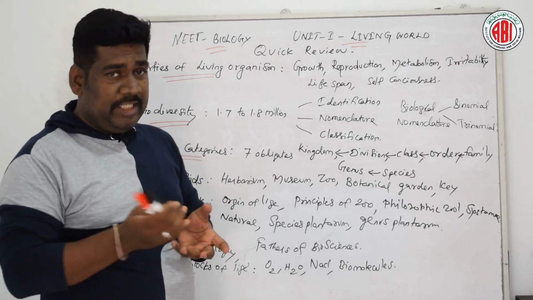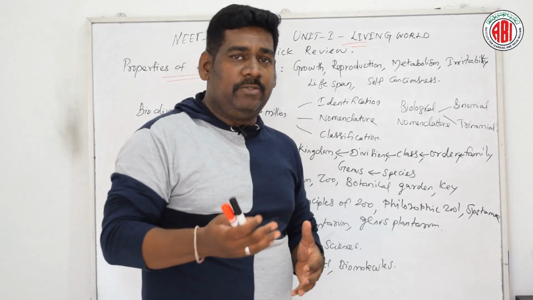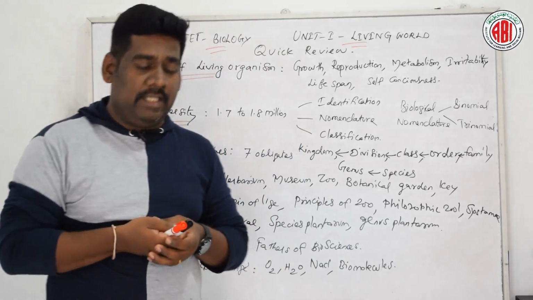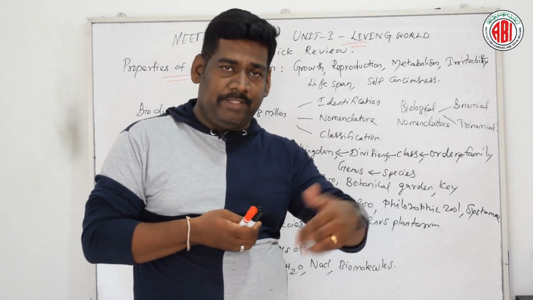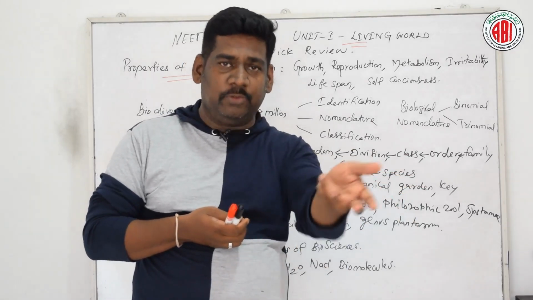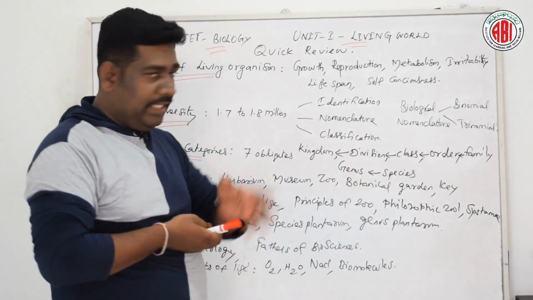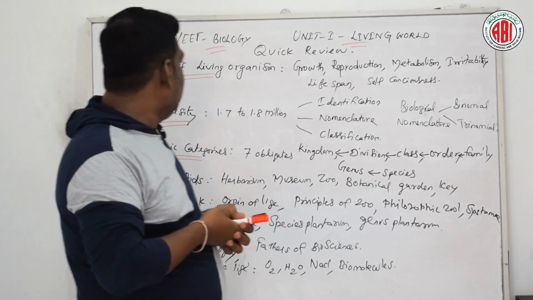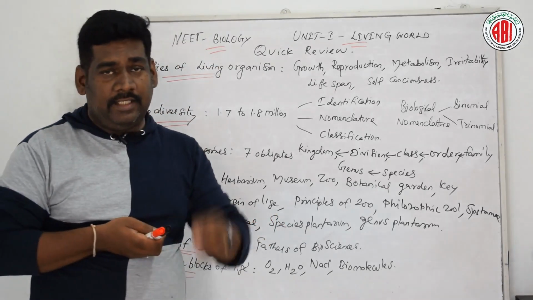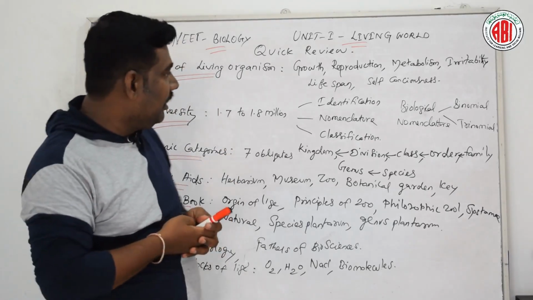When we talk about reproduction in plant-like organisms, we use the term vegetative propagation. Any one part of the plant can form a new generation, or a new organism, under the category of vegetative propagation. So this is also one of the major properties of the living organism.